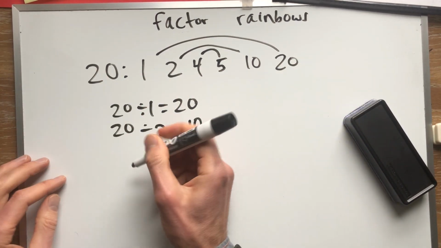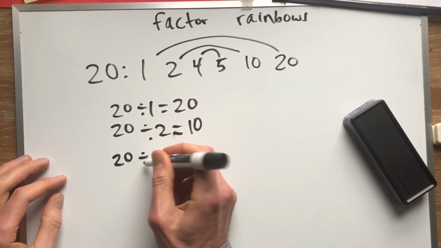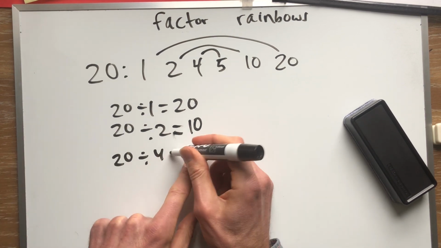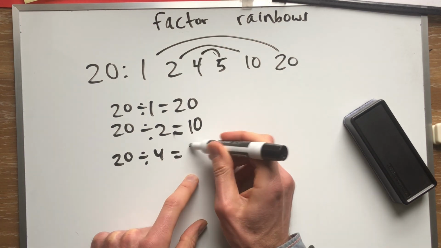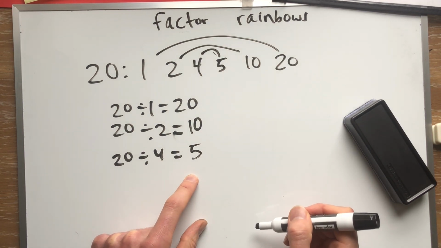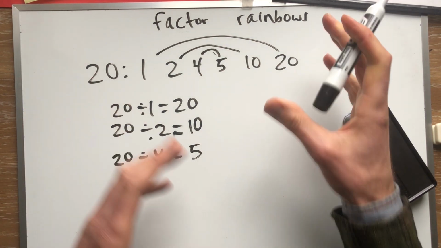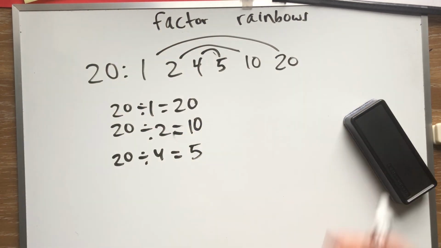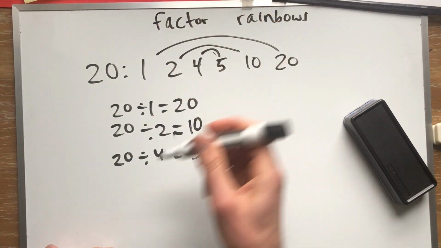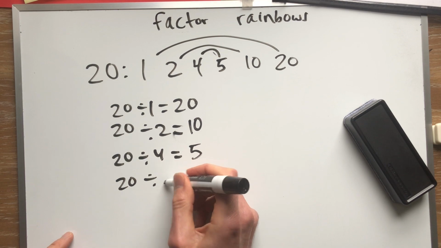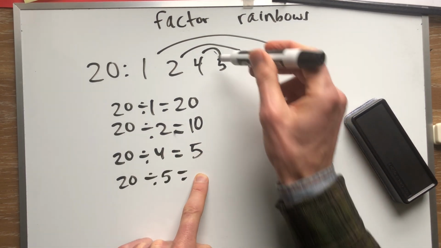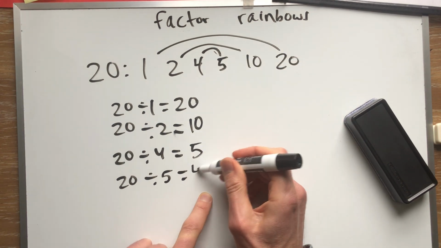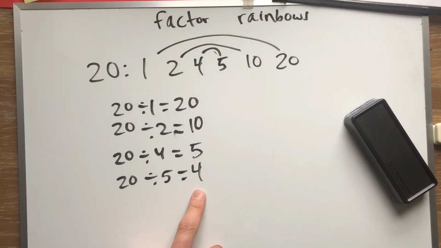What about 20 divided by 4? Or 4 times what equals 20? Well, right there, 4 times 5 equals 20. So it's 5. So if you had 20 divided into 4, 5 in each pile. 20 divided by 5, what is it? Or 5 times what equals 20? We just have it right there. 5 times 4 equals 20. 20 divided by 5 is 4.